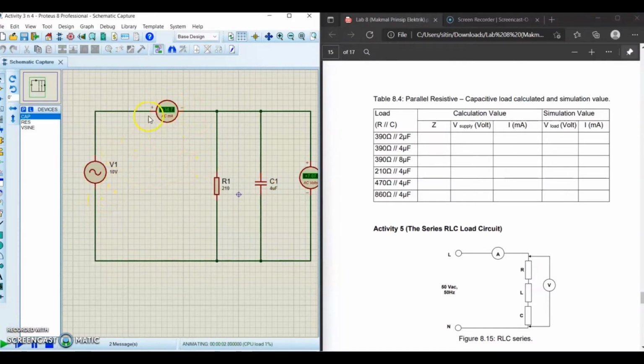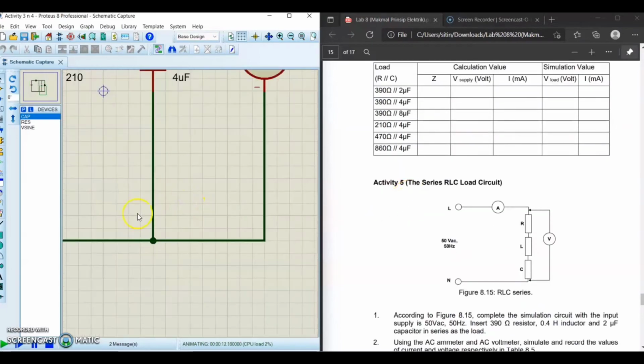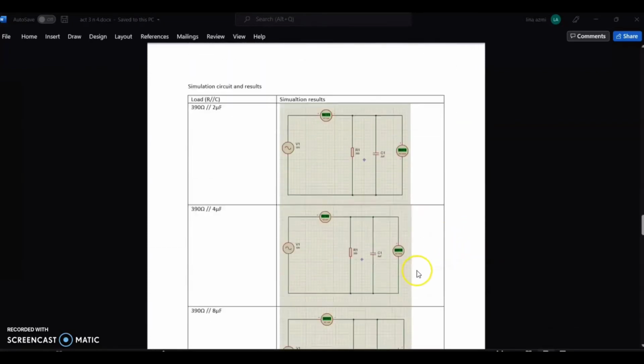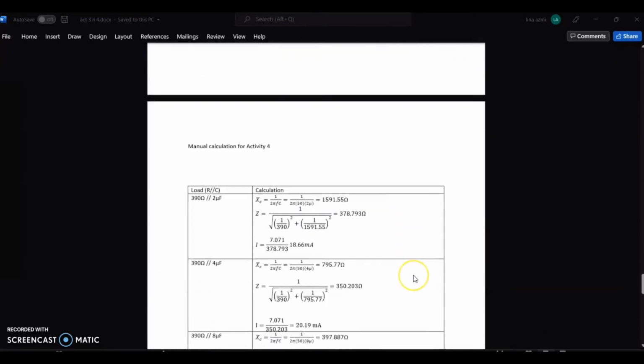Now the value of current that flows is 34.7 milliampere, while the value of voltage here is still the same, 7.07 volt. Okay. Here is the data for the simulation value for the current, for the first data until the last one. So now let's go through the manual calculation.